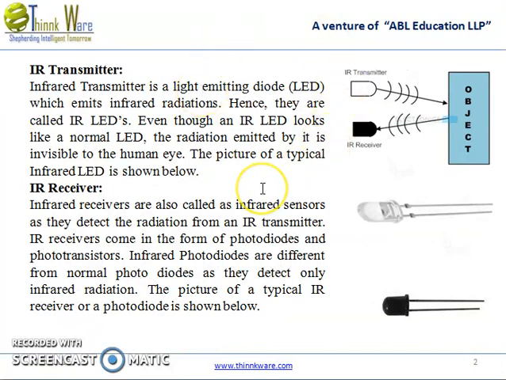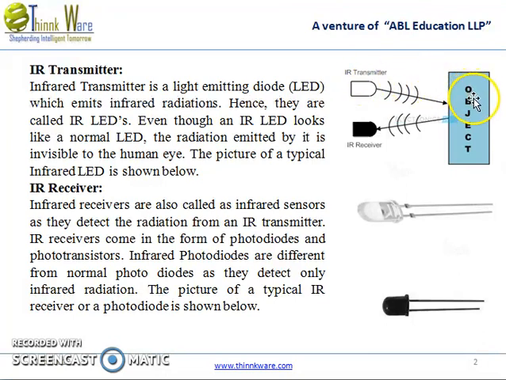The IR transmitter. An infrared transmitter is a light-emitting diode which emits infrared radiation. Hence, they are called IR LEDs. Even though an IR LED looks like a normal LED, the radiation emitted by it is invisible to the human eye. The picture of a typical infrared LED is shown.